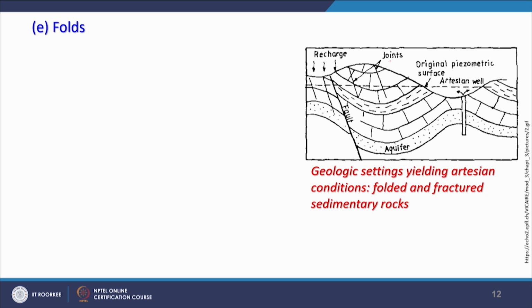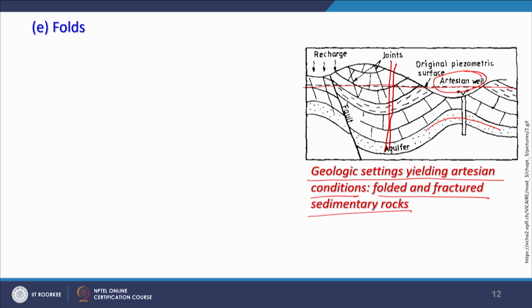Like here, if a borehole is done here, then I will encounter the aquifer at a very great depth, but if it is an antiform or anticlinal, then I will get water here, and I may even have an artesian situation if the piezometric surface is going like this. So, depending on this geology, and of course the topography also plays an important role, I may get different situations. Geological settings yielding artesian conditions: folded and fractured sedimentary rocks.